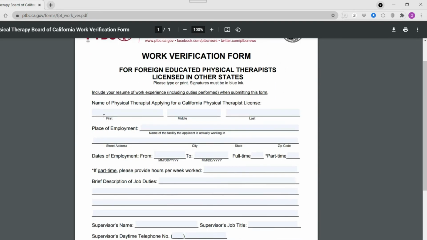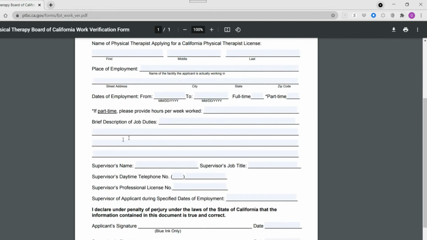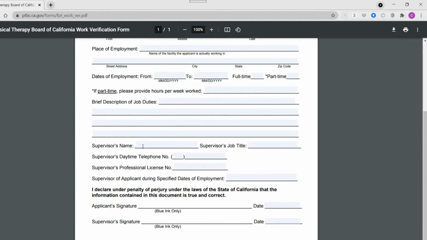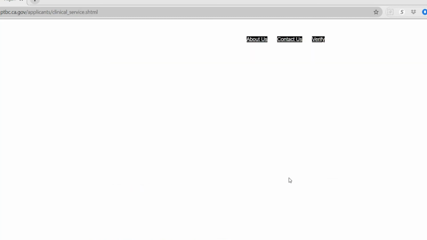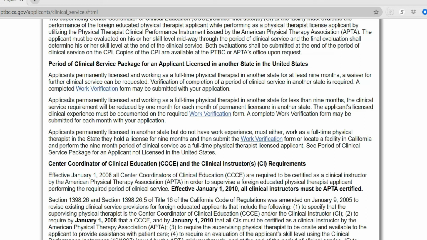So your information, the place of employment, the date of employment, the description of job duties, the supervisor's name, the title, phone number, license number, and supervisor of the applicant during specified dates of employment. And then you have to sign it and date it, and the supervisor has to sign it and date it. Very easy.